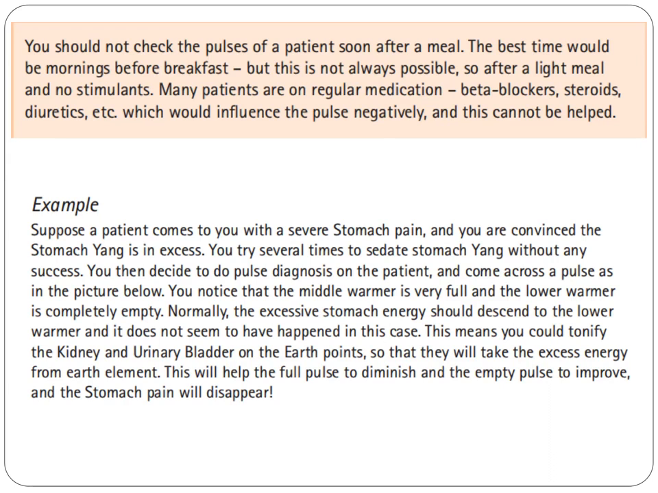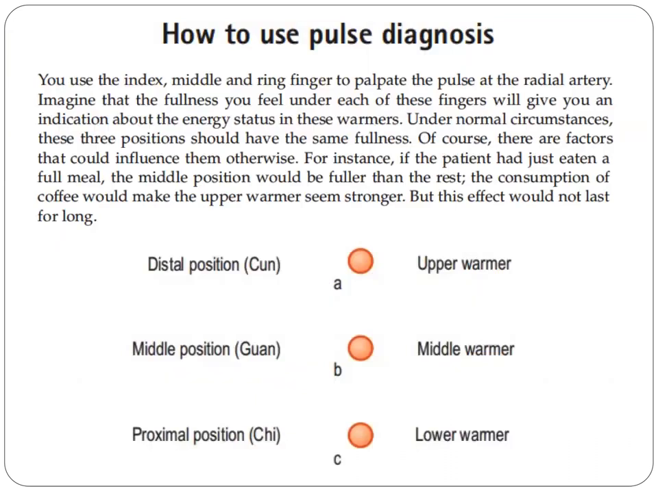Normally, the excessive stomach energy should descend to the lower warmer, and it does not seem to have happened in this case. This means you could tonify the kidney and urinary bladder on the earth point so that they will take the excess energy from earth element. This will help the full pulse to diminish and the empty pulse to improve, and the stomach pain will disappear.